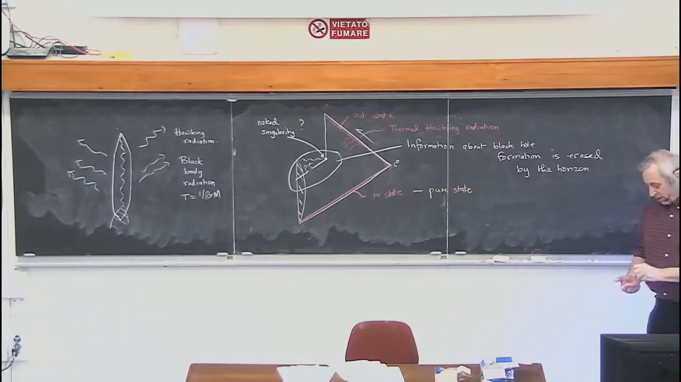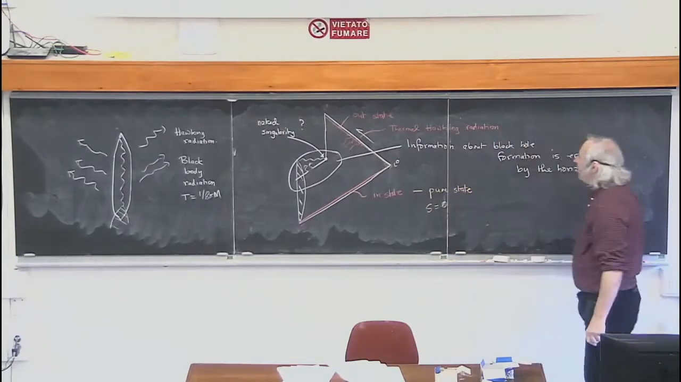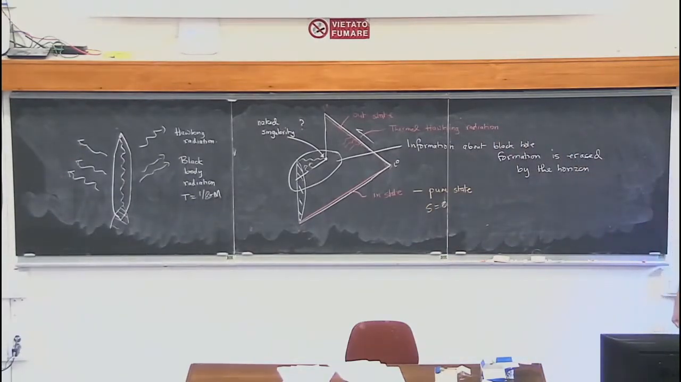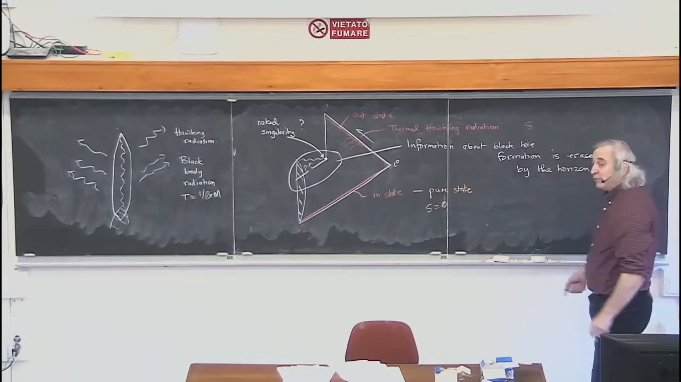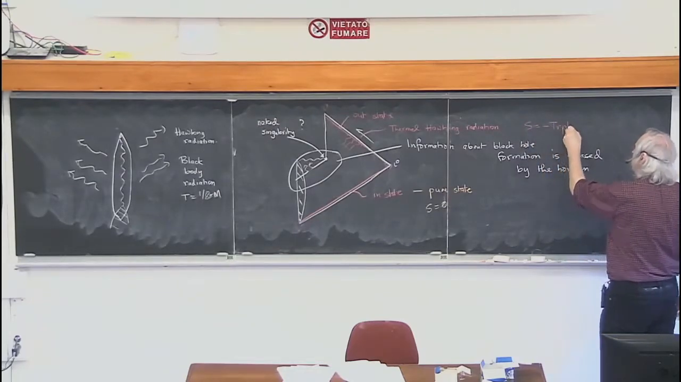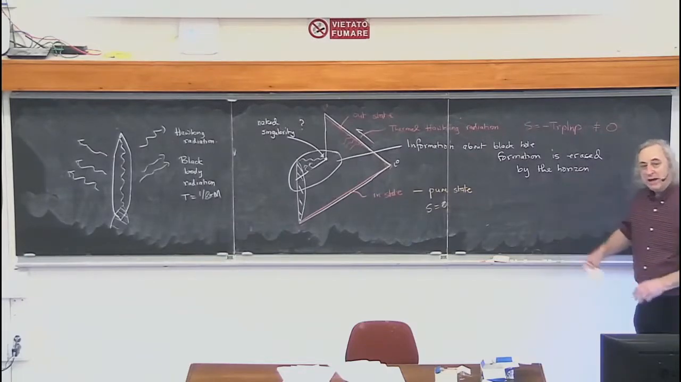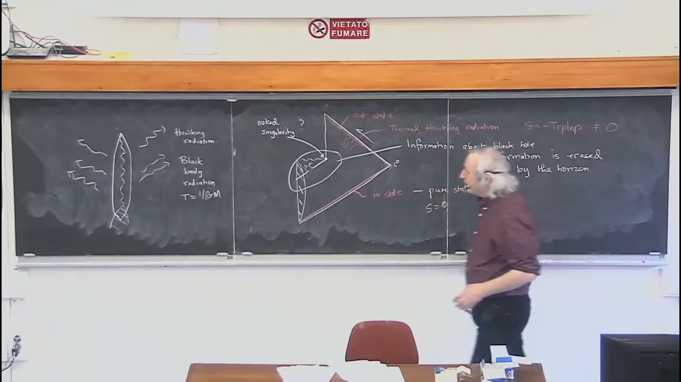If you calculate the von Neumann entropy of the incoming, you'll discover that this is equal to 0. If you calculate the von Neumann entropy of the outgoing Hawking radiation, which is all you have left, it would appear, it's minus the trace of rho log rho, where rho is a density matrix which describes the radiation, and this is not equal to 0. But in quantum mechanics, you can't change the von Neumann entropy because you have unitary time evolution. So this picture is in conflict with the elementary laws of quantum mechanics. That's the black hole information paradox.